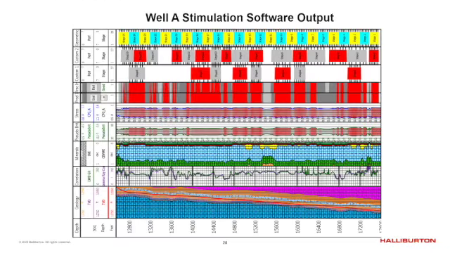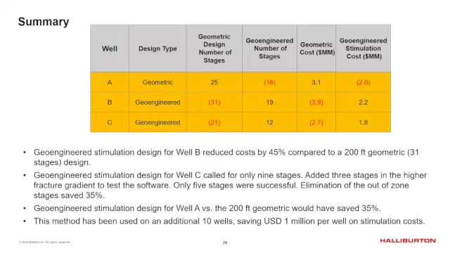Now we'll look at this and say, if we would have done A using this approach, we would have been down to 16 stages. The cost would have dropped $1.1 million on that well, or 30% reduction in cost. What you really notice on well C here is we went from a projected cost of 2.7 million, which they would have sunk into that poor hole, to 1.8. So we saved almost $1 million on that one. And on well B, we still got good productivity, but we saved in excess of $1 million.